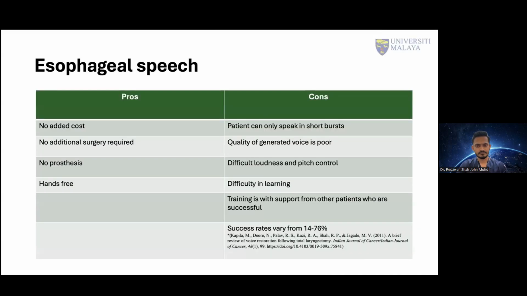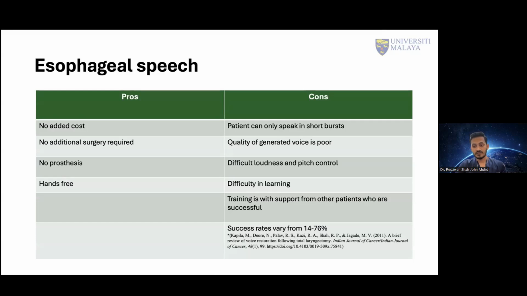There are pros and cons with esophageal speech. The good thing about esophageal speech is that there is no added cost. It's free, basically. There's no additional surgery required, and no involvement of any prosthesis or prosthesis-related complications. It is also hands-free. But the downside is that patients can only speak in short bursts of speech.